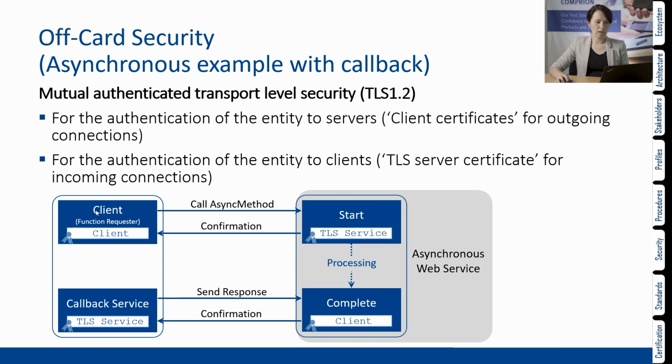And here we have the case when the client, the function requester, calls the asynchronous method, so the asynchronous web service. It starts the processing, and as soon as it's completed, it then waits for the callback service and sends the response. So request, send response, and then there is a confirmation, going back to the callback service. This is an example with an asynchronous use case.